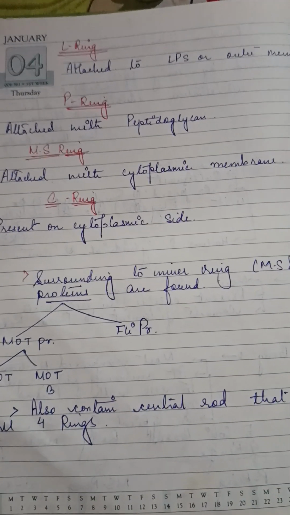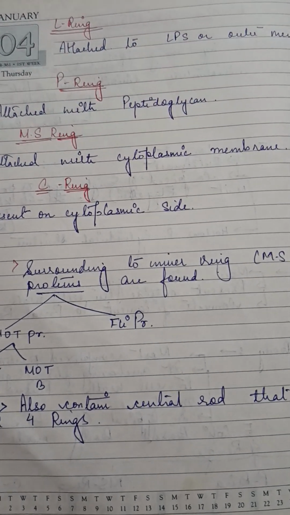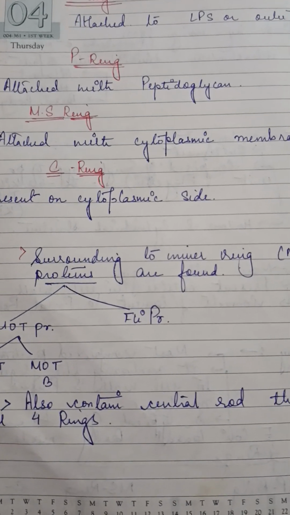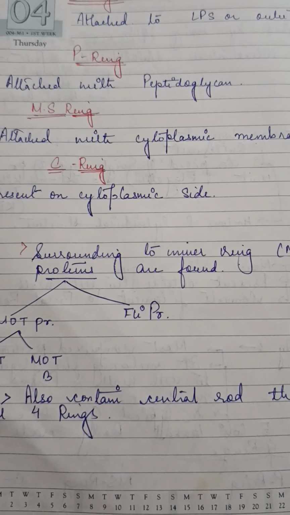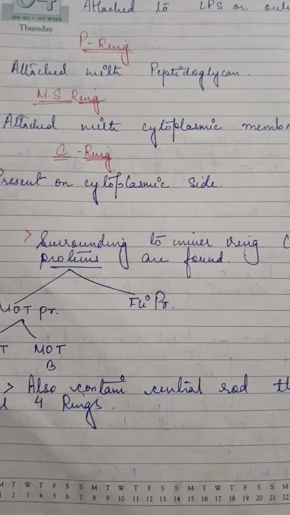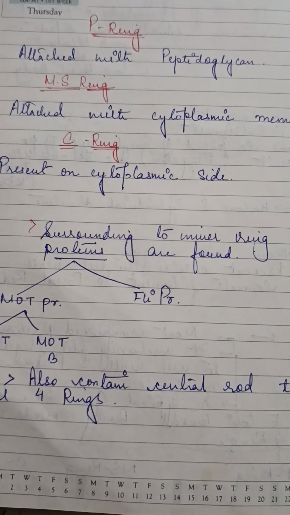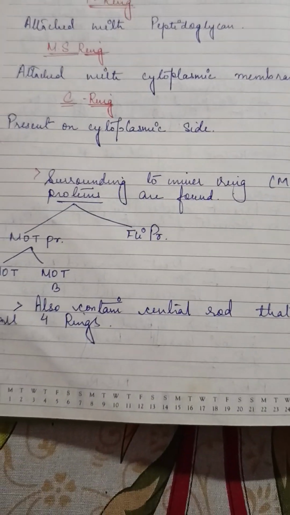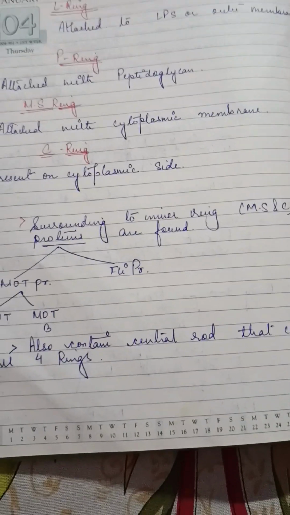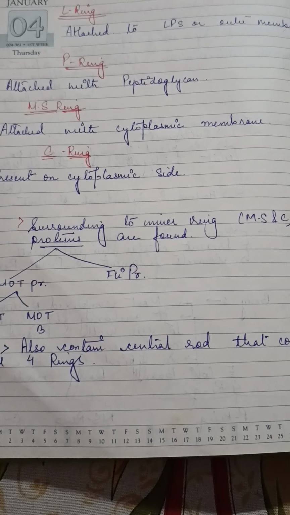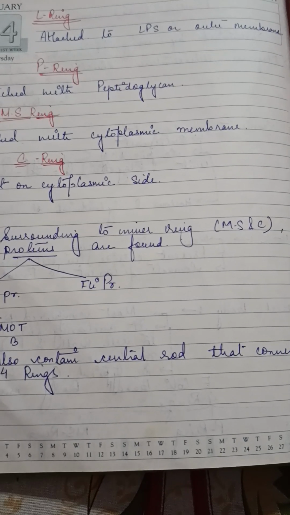The L ring, L stands for LPS, is attached to the LPS or outer membrane. The P ring is attached to peptidoglycan. The MS ring is attached to the cytoplasmic membrane. The C ring is present on the cytoplasmic side. So the C ring is present on the cytoplasmic side, MS is attached to the cytoplasmic membrane, P is attached to peptidoglycan, and L is attached to LPS or outer membrane.